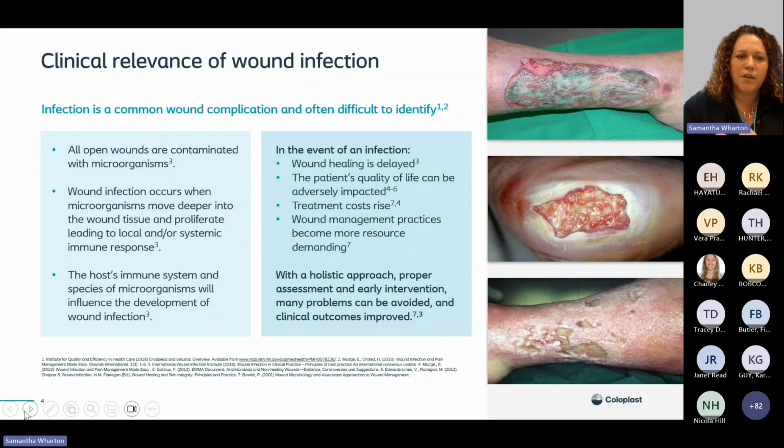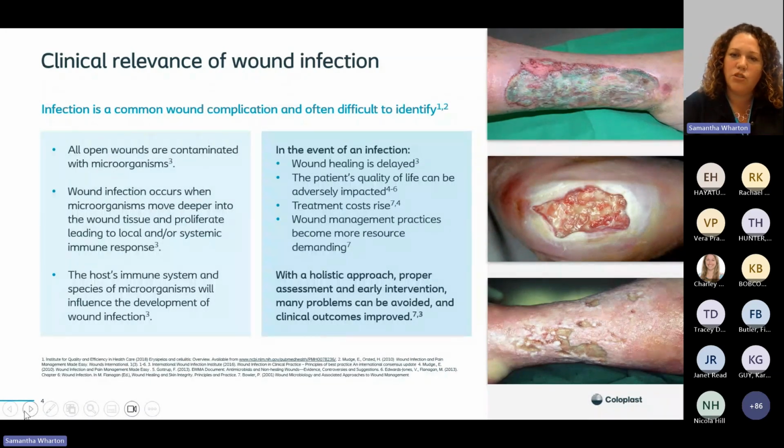The host immune system and species of organisms will also influence the development of wound infection. So dependent on what microorganisms are within that wound will determine whether they're more likely to have wound infection. In the event of an infection, what happens? So the wound healing is delayed. The patient's quality of life can be adversely impacted. When that wound's infected, you often get a higher increase of exudate. So that obviously has a big impact on the patient's quality of life.